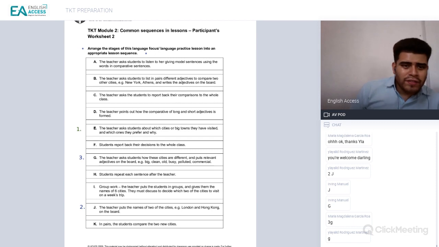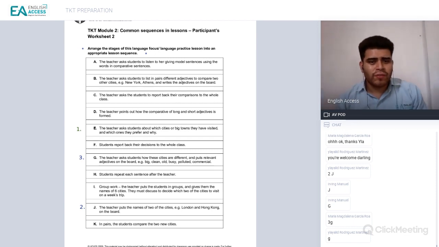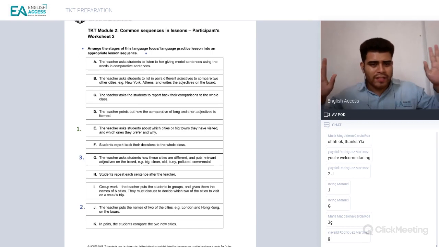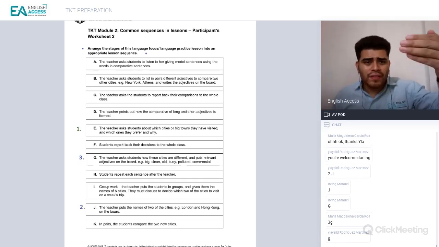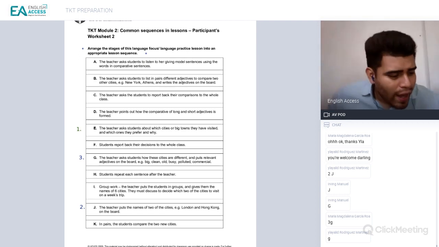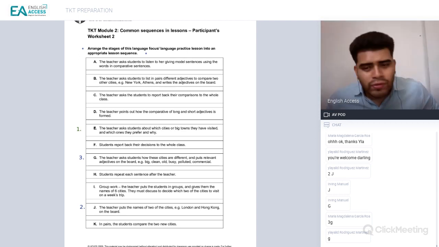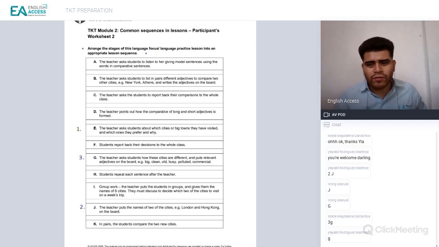Okay, so far we have the teacher ask students which cities or big towns they have visited and which ones they prefer and why. Yes, we're setting the mood. And then the teacher puts the name of two cities, London and Hong Kong, on the board. Nice. And the teacher asks students how these cities are different and puts relevant adjectives on the board. Okay, we're getting them started with vocabulary. Very good. Let's see. Take 2 minutes and put these stages in order. At 12:43, we will discuss the correct order.